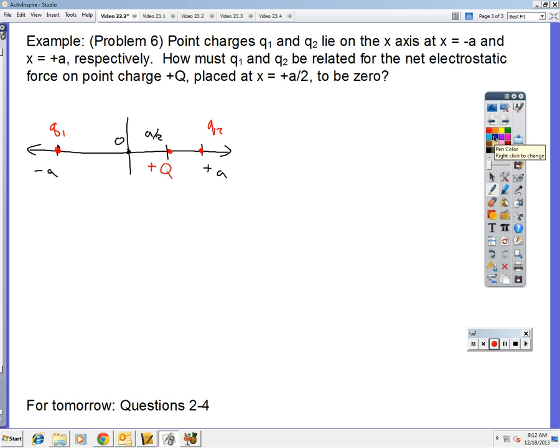Now if we look at the forces on plus q, for the net force to be 0, the two forces have to point in opposite directions. And that means that either q1 and q2 are both positive, or they're both negative. I'm going to assume that q1 and q2 are positive. That means that the forces on plus q will be, there's F2 and there's F1. And in order for the net force on q to be 0, these two forces have to be equal.